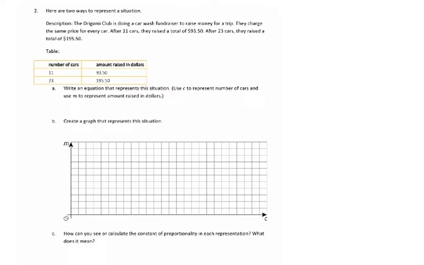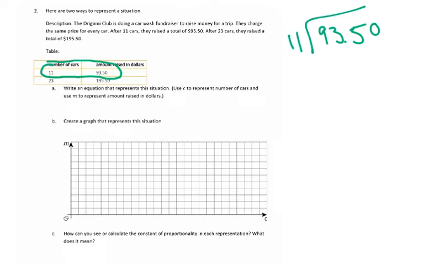So $93.50 was the total that they raised, and they had 11 cars for these first 2 values. So we would just do $93.50 divided by 11. You can use a calculator for that. I know you all have them, and you would get $8.50 as your cost per car if you did that on the calculator.